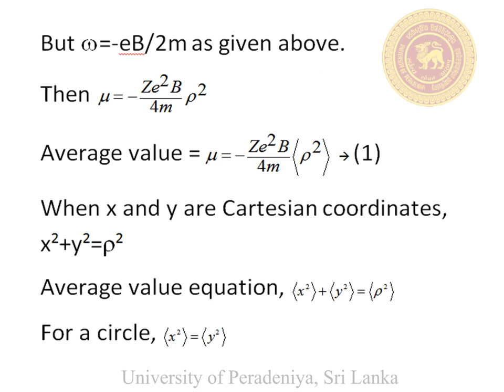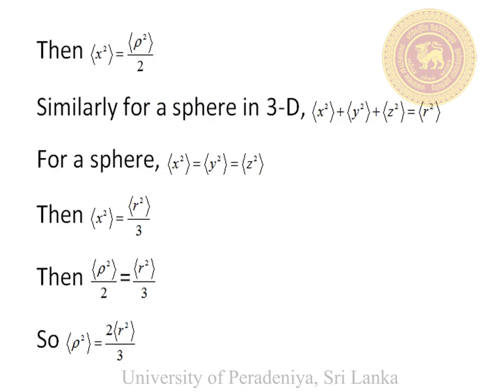After putting the Larmor frequency in the equation of magnetic moment, we can prove an equation for magnetic moment. Mu is equal to minus Z E squared times B over 4m times rho squared. That's equation number 1, and this is the equation for the average value of the magnetic moment. In 2D case, rho squared is equal to x squared plus y squared. For a circle, x squared is equal to y squared. So x squared is equal to rho squared over 2.